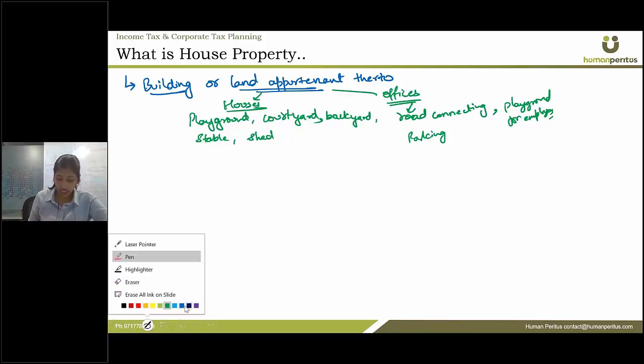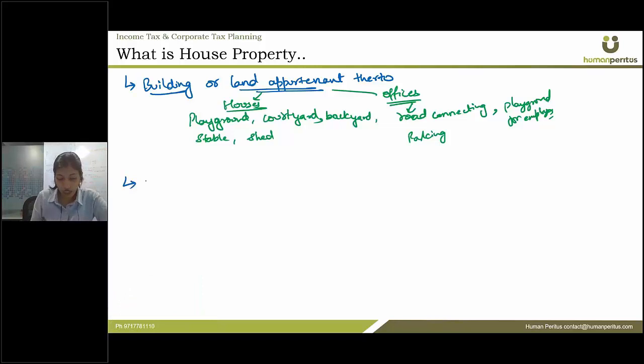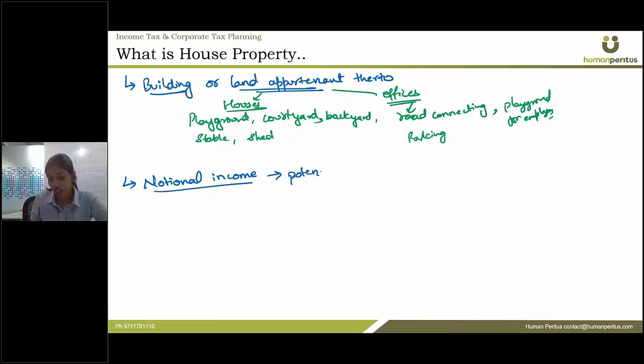The second thing is that under house property, the income that we calculate is notional income. Notional income is the potential capacity or capability of the property, the income that it can yield. Potential capacity of yielding income.